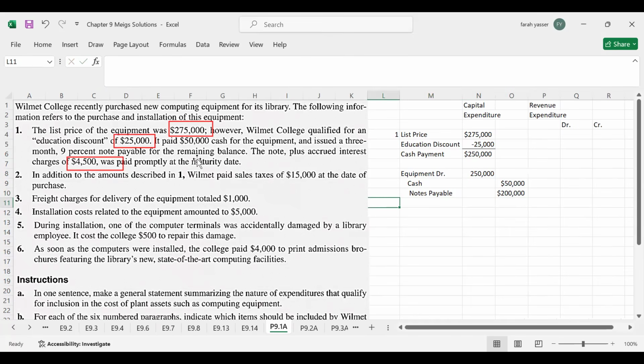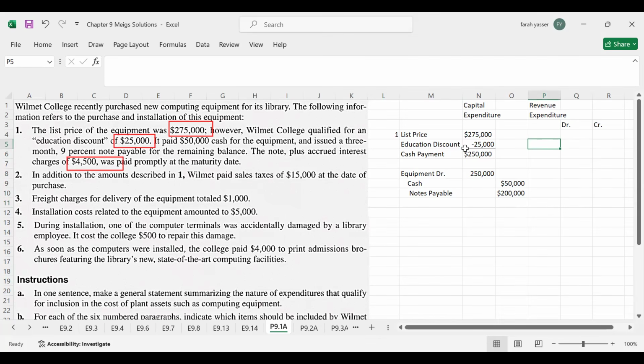The interest will accrue on the maturity date. So this will be recorded then, and this interest expense is a revenue expense. Interest expense is a revenue expense. This will be recorded on the maturity date. Right now it is not due, so the company will not record it right now.